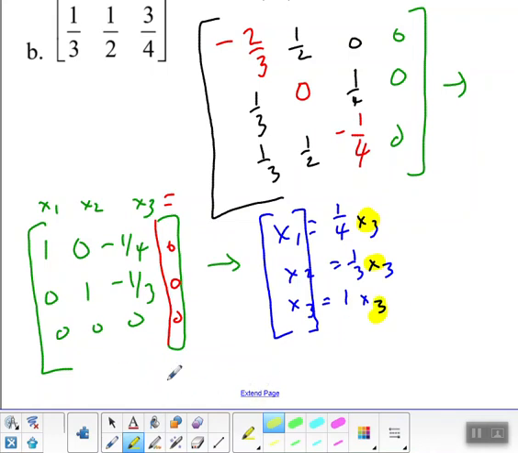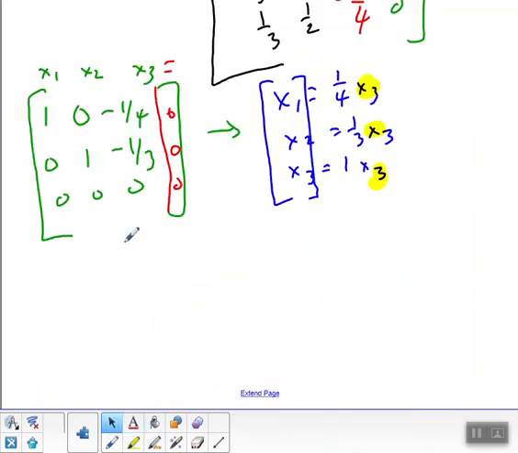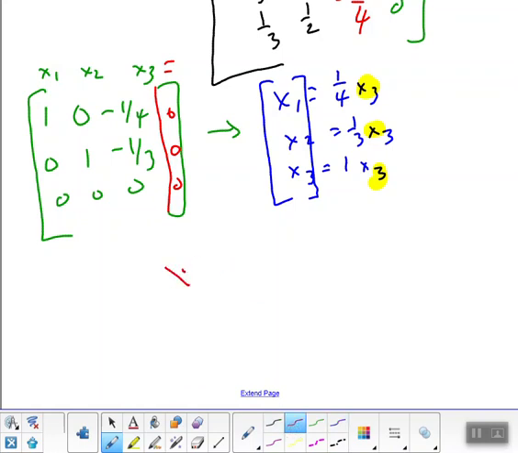And now we have, what did I want to do? Hit this button, then I can extend the page. And so now, go back to my pen, talking out loud. Now we have our steady state vector. X is equal to 1/4, 1/3, and 1.